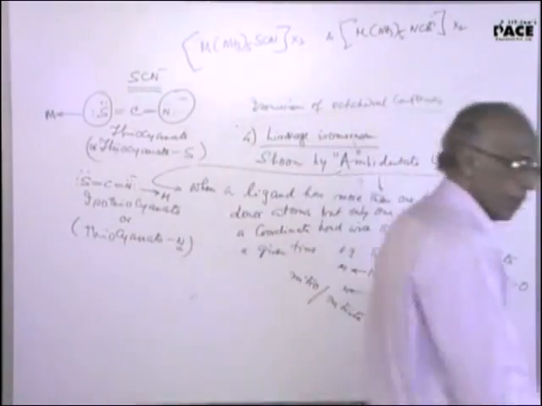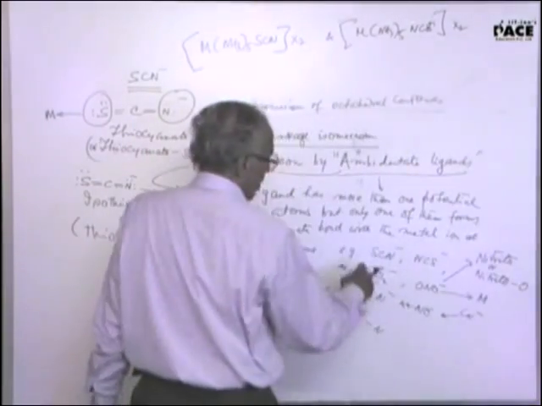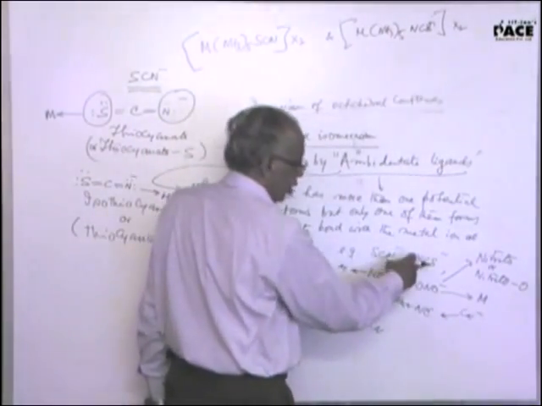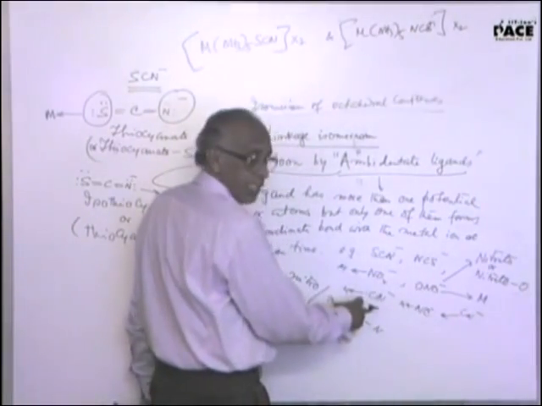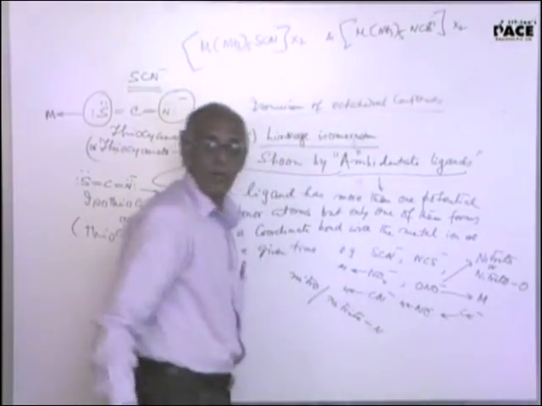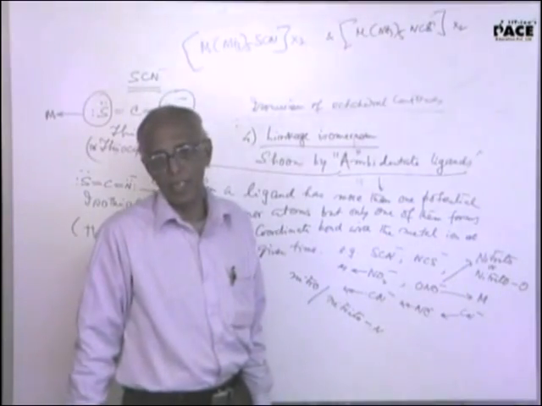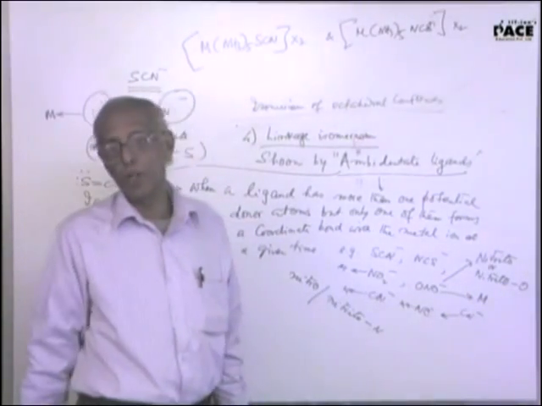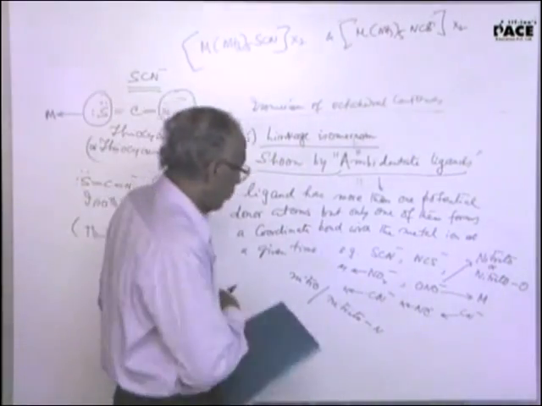Now, I have given you some examples like thiocyanate, isothiocyanate, nitrile, cyano. When nitrogen is forming a bond with the metal, it is nitrile. When the carbon is forming a bond with the metal, it is cyanide.